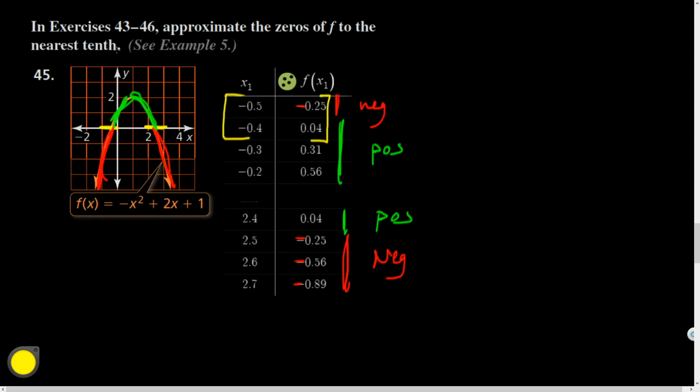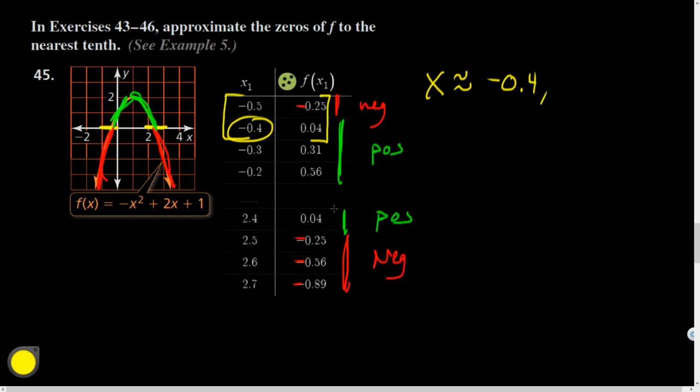Now, I'm approximating to the nearest tenth. Notice these are already in the tenths place. Which of these is closer to 0? Well, 0.04 is closer to 0. So one of my solutions is about x is about -0.4. Whenever I repeat myself, I feel like Khan Academy.